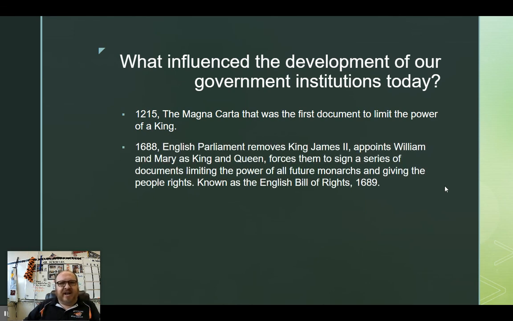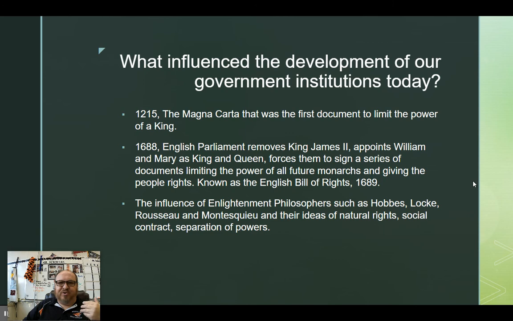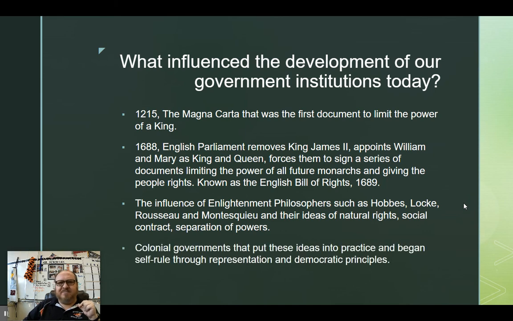1688, 1689, English Parliament removes King James II, okay, showing that they had the power to make people king and remove them from the monarchy, and forced then William and Mary to sign the English Bill of Rights in 1689. The influence of Enlightenment philosophers like Hobbes, Locke, Rousseau, Montesquieu, their ideas of natural rights, social contract, and separation of powers helped influence our government. And we'll see more about how exactly that happens.